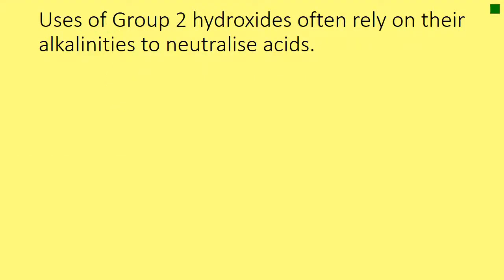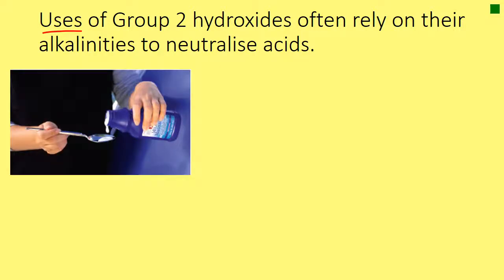While we're talking about hydroxides, let's mention a few of the uses of the group 2 hydroxides. And they generally rely on the alkalinity, the fact that we've got OH minus ions that we can use to neutralize acids when we want to do so. Okay, we're going to have a look at, first of all, magnesium hydroxide. This product is called milk of magnesia. It's a product that you might take if you've got indigestion, and it's just a suspension because magnesium hydroxide is not very soluble. You remember it's sparingly soluble.